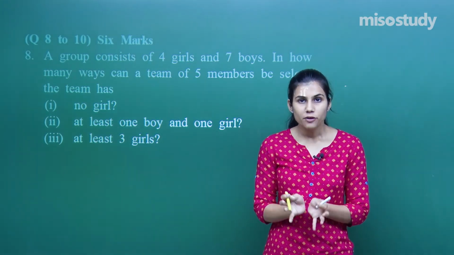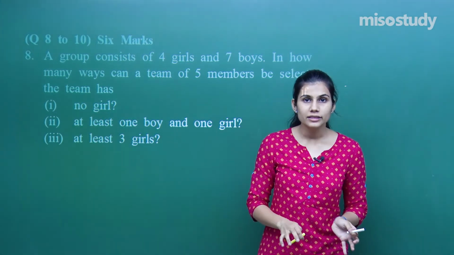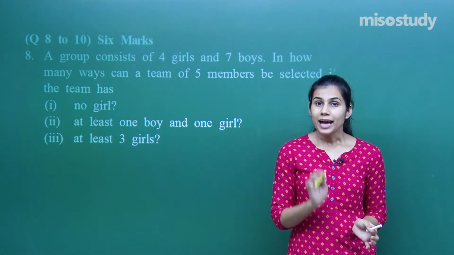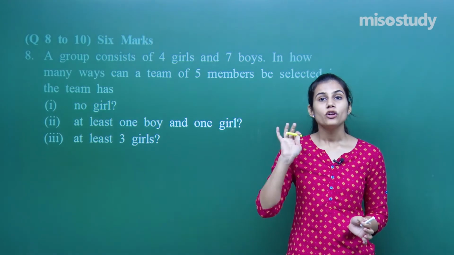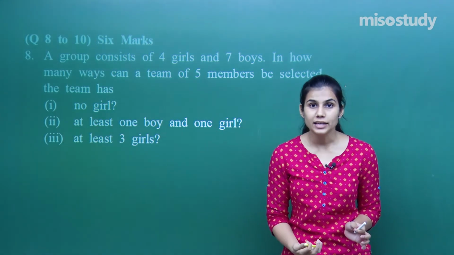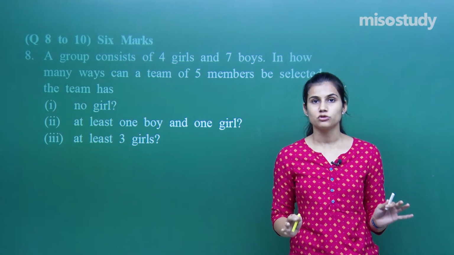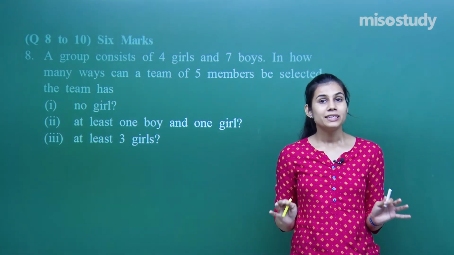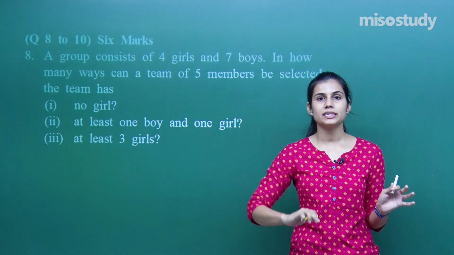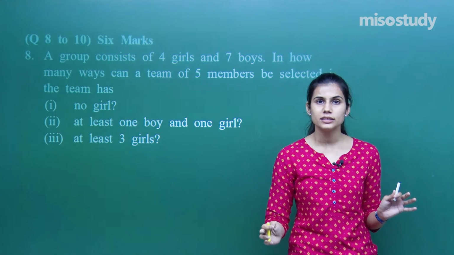I need to form a team of 5 members in which there is no girl. That means there should be only boys present inside the team. That means I have overall 7 boys with me and I want to form a team with any 5 of those boys because no girl is allowed to be in that team. That means overall we need to find the number of ways in which 5 boys can be selected out of the 7 available boys.